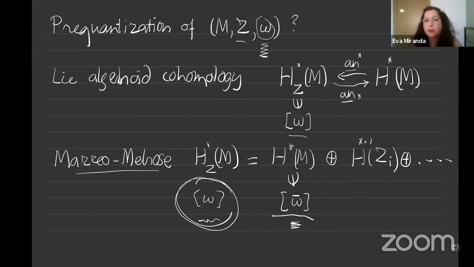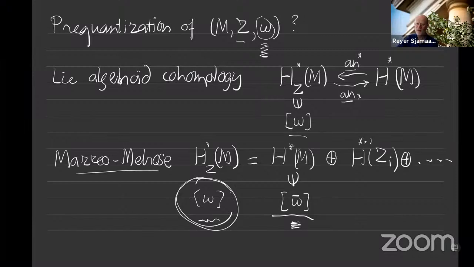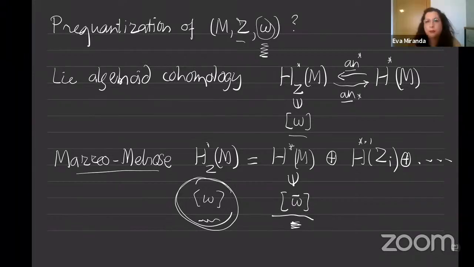Okay, but you don't need an integral condition for that. For this stable almost complex structure, no, you don't need that. It has nothing to do with the line bundle. Okay, great. Good.